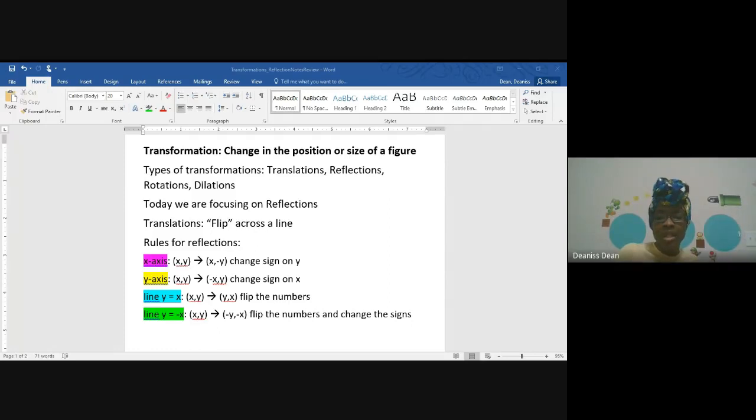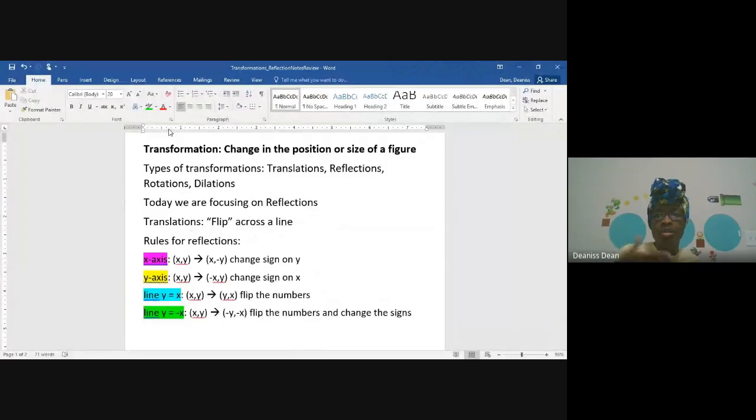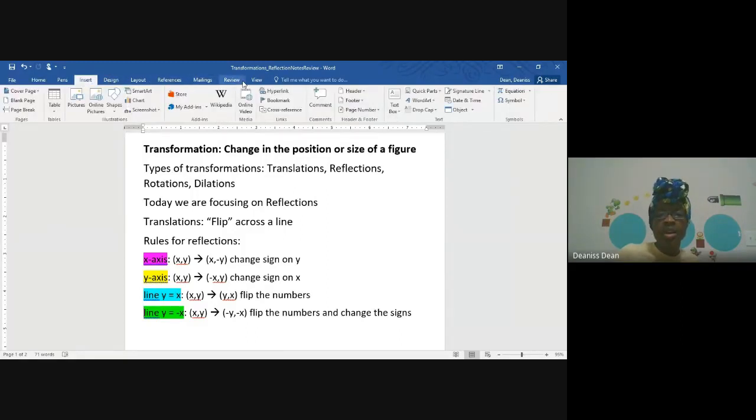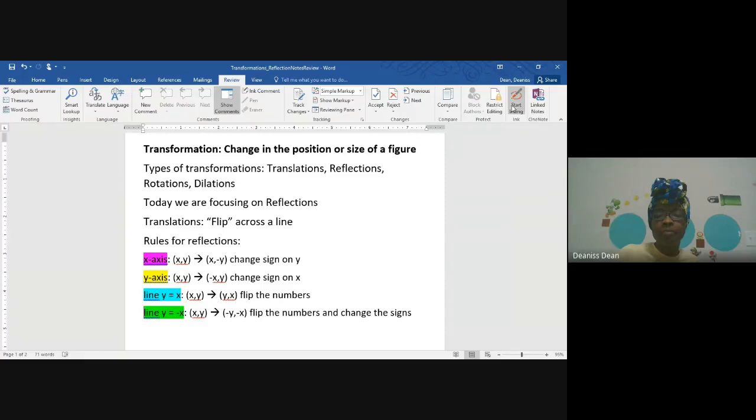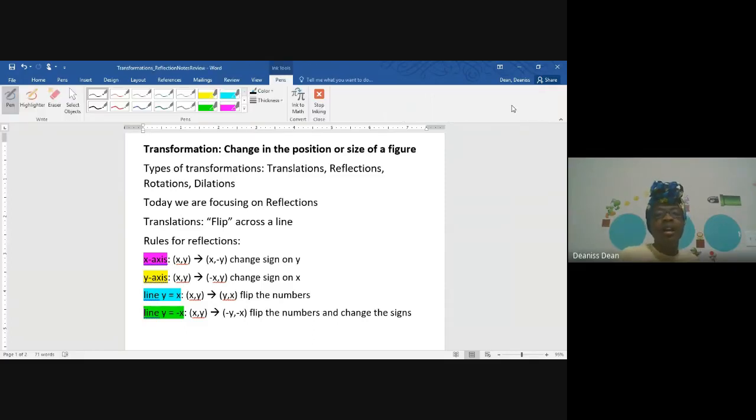Okay, so once again, like last week, just kind of going over some stuff you did in middle school because you're going to need that again for the first unit in geometry. So this one is going over transformations again. We're talking about reflections today. So that's the focus for today: reflections.